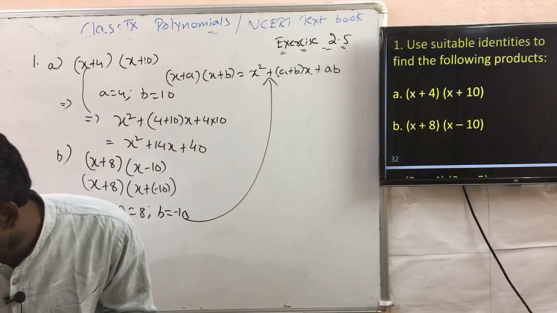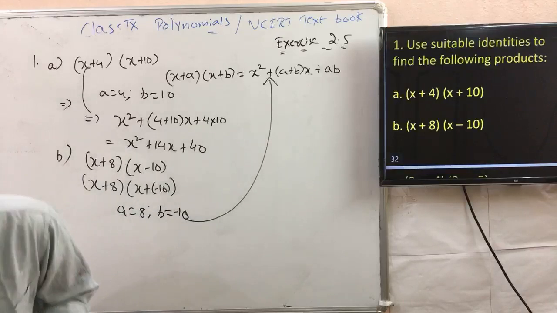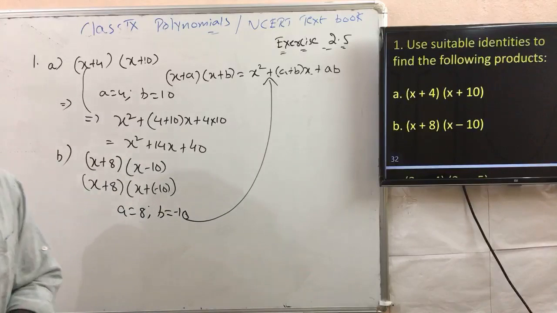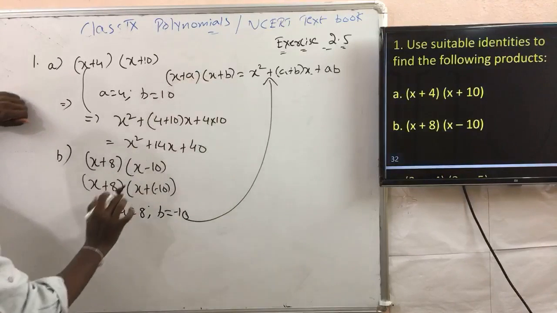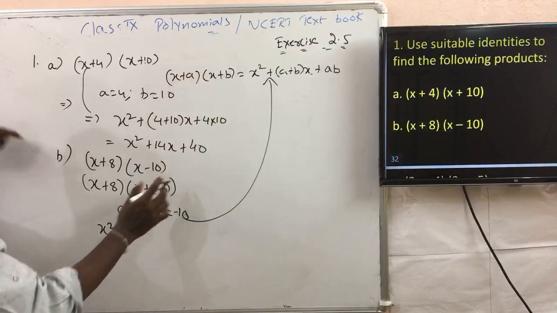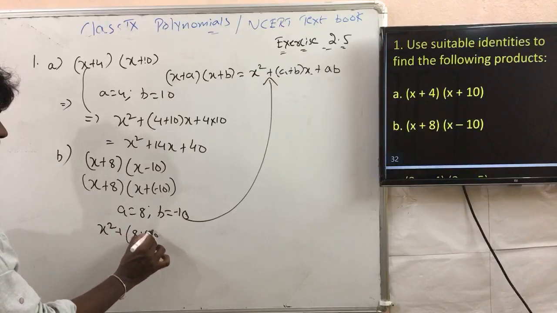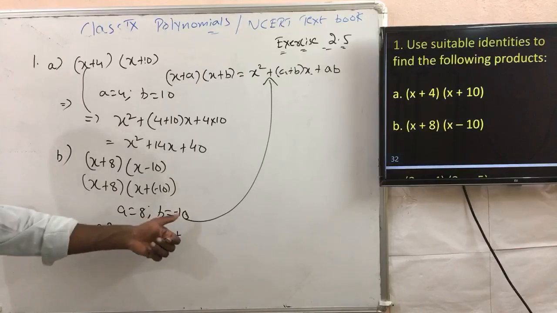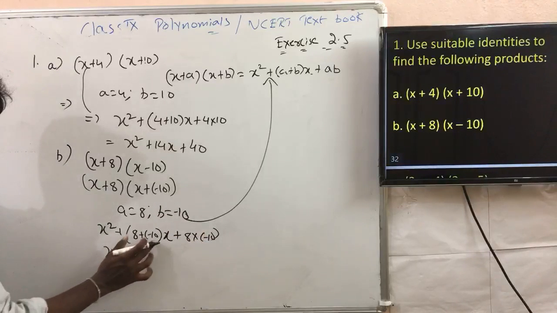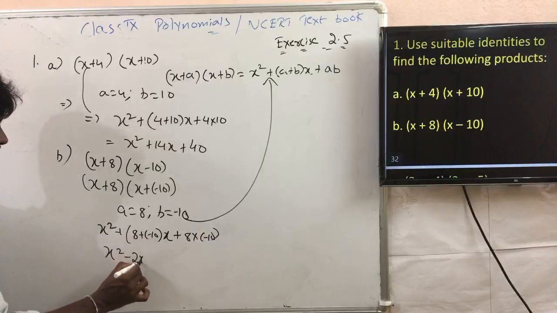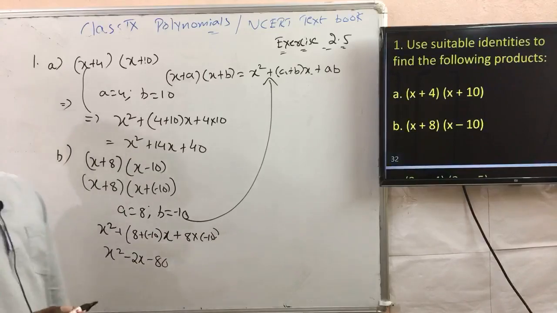Shivam, x square minus 2x and minus a. Very good, Shivam. So it is in the form of x plus a into x plus b, where a equals 8, b equals minus 10. So x square plus a plus b, 8 plus of minus 10, into x plus a into b, 8 into minus 10. So x square minus 2x, 8 into minus 10 is minus 80. Any doubt here?